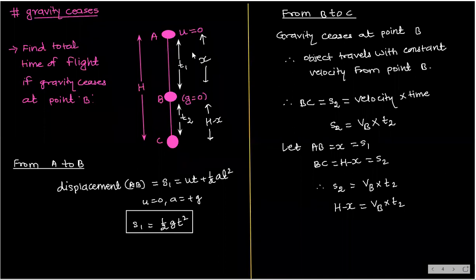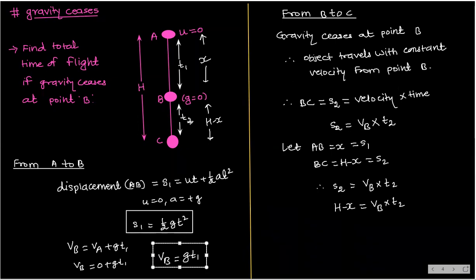Because here we have written A to B, no? So can I write like this here? VB is equal to VA plus GT, and VB is equal to VA, which is 0, plus GT1. So therefore VB is equal to GT1. Okay, for A to B, these two things we have calculated.